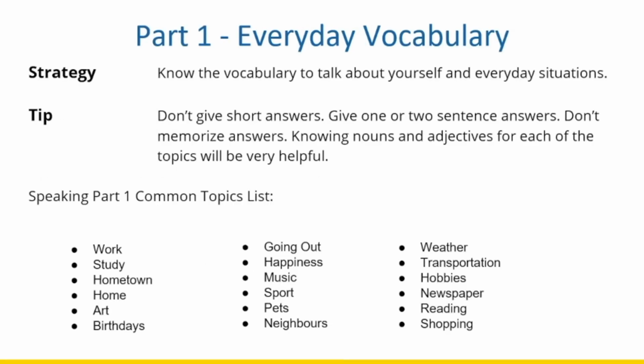And now we are going to discuss our part 1, which is going to be about everyday vocabulary words. Remember, when you're completing this type of task, it is very important for you to know vocabulary about daily topics that will help you to talk about yourself and everyday situations such as work, study, hometown, favorite food, hobbies, your favorite pets, so things like that. You have to make sure you are familiar with these topics and you know what kind of words to use when you talk about them.